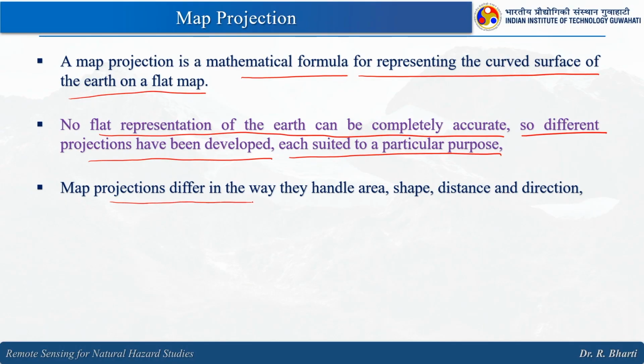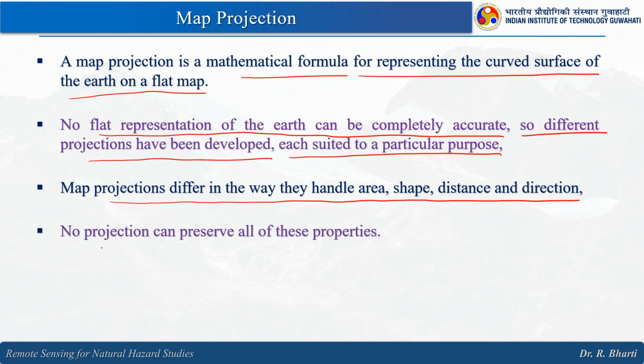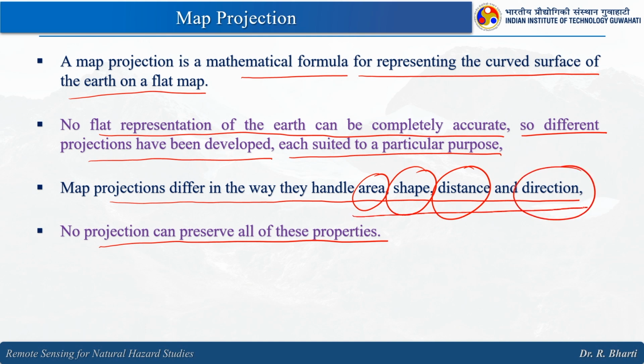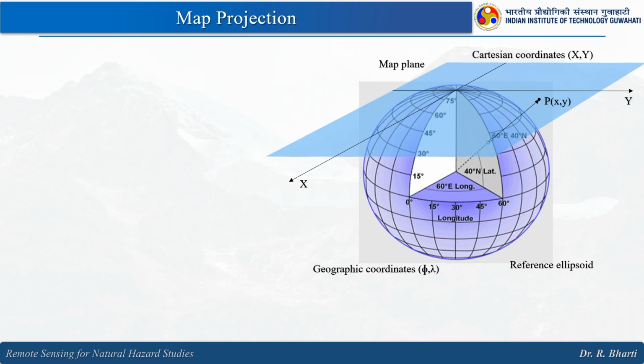Map projections differ in the way they handle area, shape, distance and direction. No projection can preserve all these properties. So, area, shape, distance and direction are the key elements and none of the projections is able to preserve all these parameters. Depending upon your objective, if you are more worried about the direction, then accordingly you have to select a projection system. This is to explain how exactly we are transferring these 3D surfaces onto the 2D map.